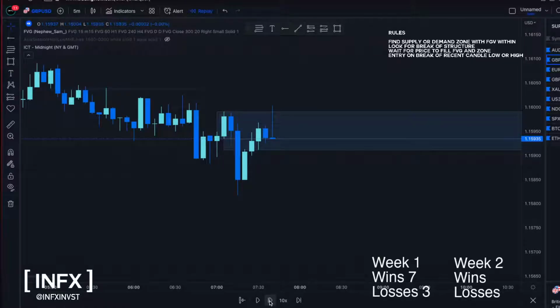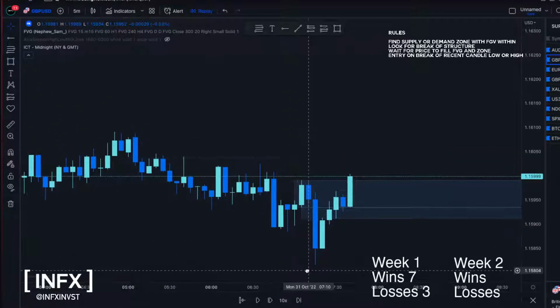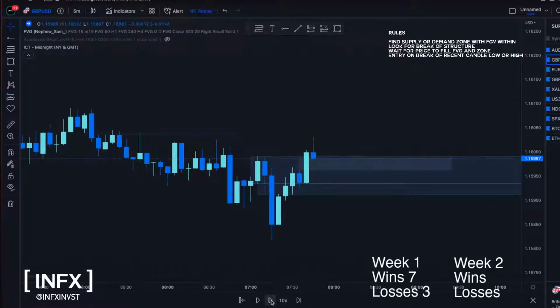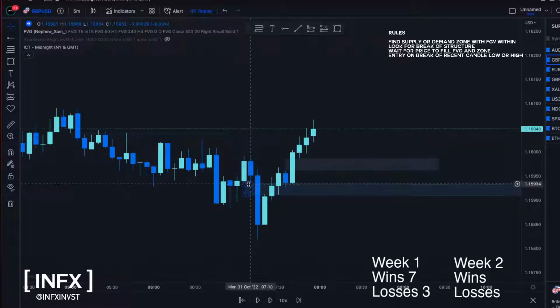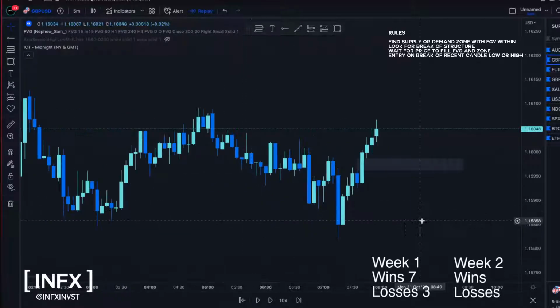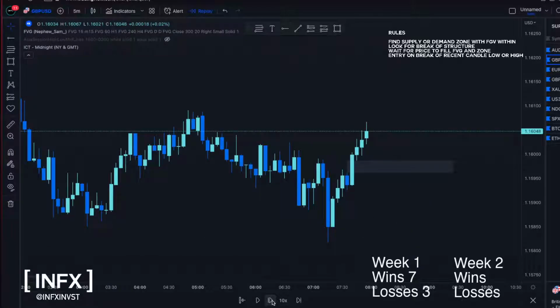So are we going to get our break? Got to push up through. Alright, so no trade there, no entry, so we didn't get stopped out. Nothing to see here. Let's move on.